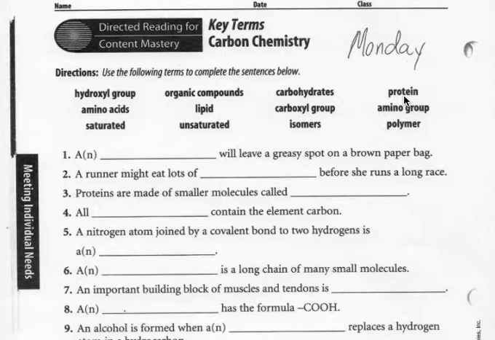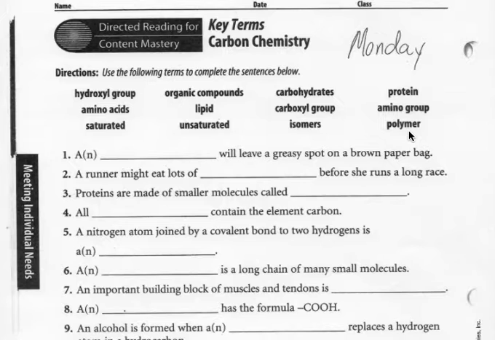Definition for protein: biological polymer made up of amino acids, catalyzes many cell reactions and provides structural materials for many parts of the body, like our muscles. An amino group, second to last definition I'm going to give you. An amino group is like an amino acid, but it's just the amine portion, which has a nitrogen and two hydrogens in it.